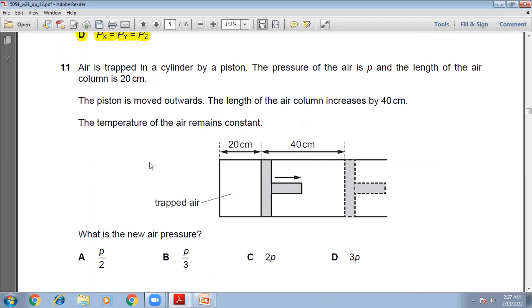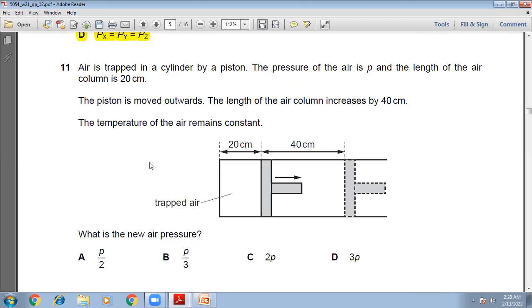Air is trapped in a cylinder by a piston. The pressure of the air is P and the length of the air column is 20 centimeter. The piston is moved outwards. The length of the air column increases by 40 centimeter. The temperature of the air remains constant.